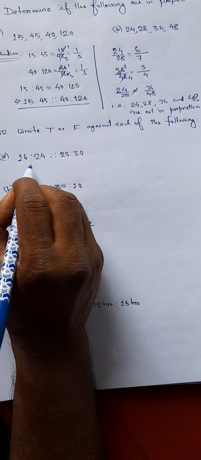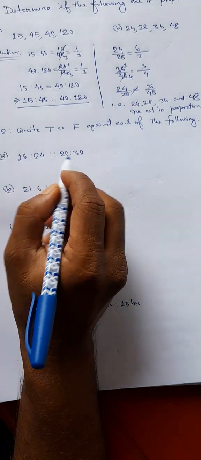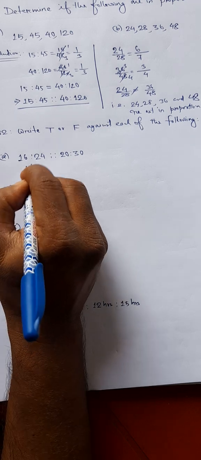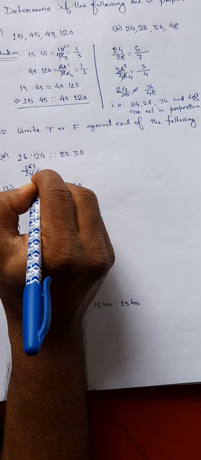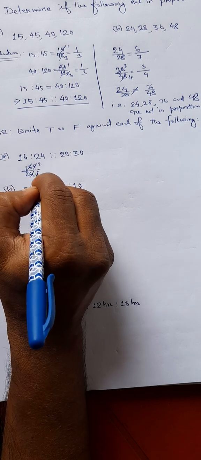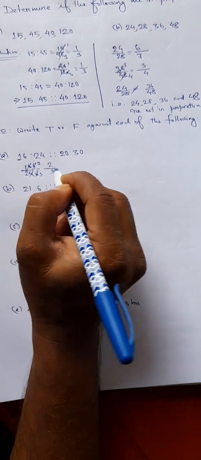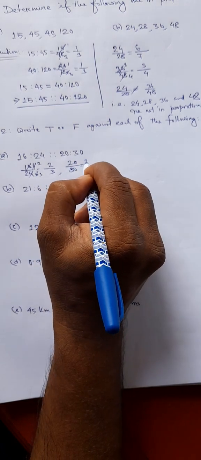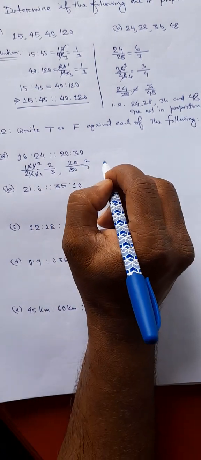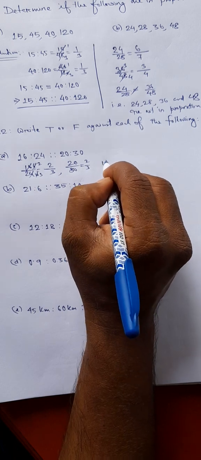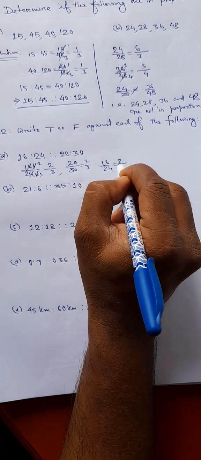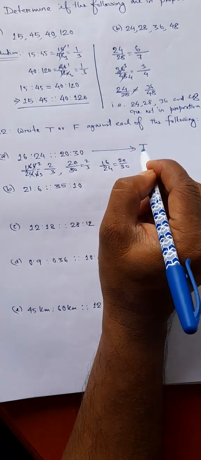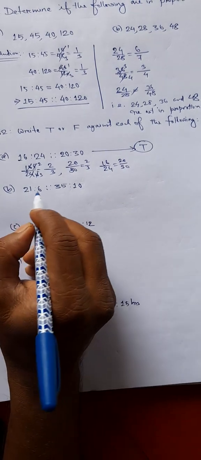Say for example, 16 is to 24 proportional to 20 is to 30. Now you find 16 by 24. 4 4s are 16, 4 6s are 24, 2 2s are 4, 2 3s are 6, that means 2 by 3. Then 20 by 30 equals 2 by 3 (10 2s are 20, 10 3s are 30). Therefore 16 by 24 equals 20 by 30. So this statement is true. This is true, right? Now let's check this.